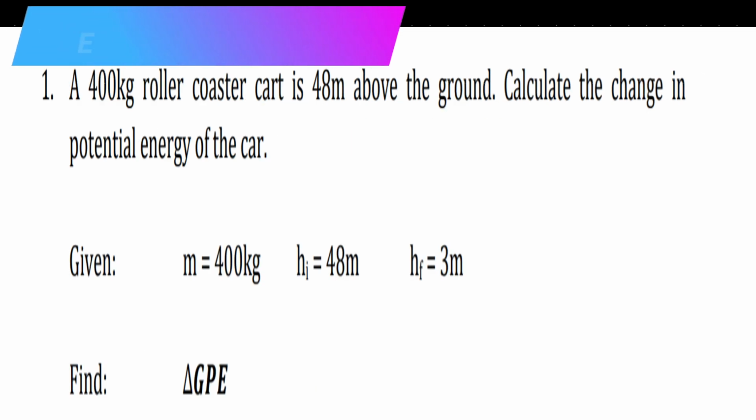A 400 kg roller coaster cart is 48 meters above the ground. Calculate the change in potential energy of the car. The given are the following. The mass of the roller coaster is 400 kg. The initial height is 48 meters. The final height is 3 meters. You find the change in GPE.